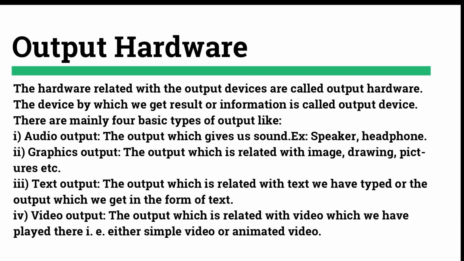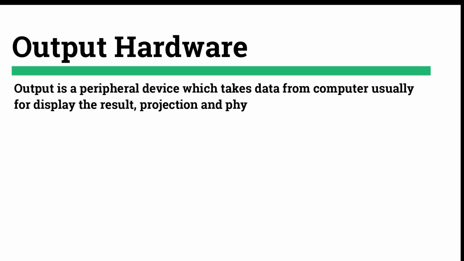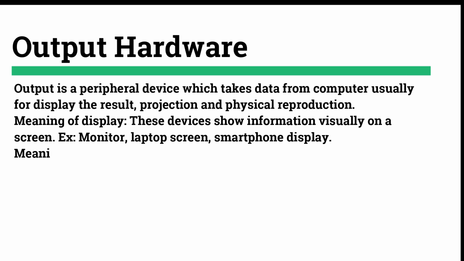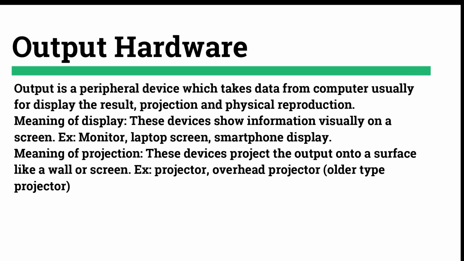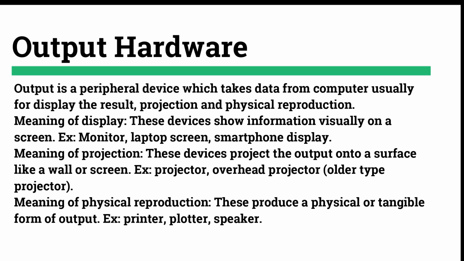3. Text output, the output which is related with text we have typed or the output which we get in the form of text. 4. Video output, the output which is related with video which we have played there, that is either simple video or animated video. Output is a peripheral device which takes data from computer usually for display the result, projection, and physical reproduction.